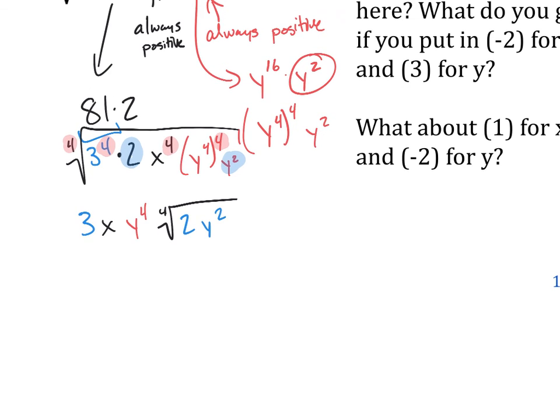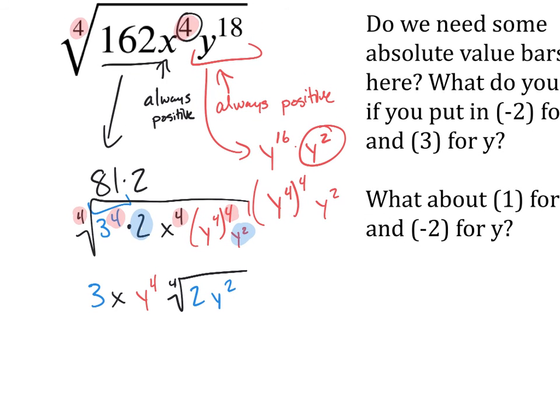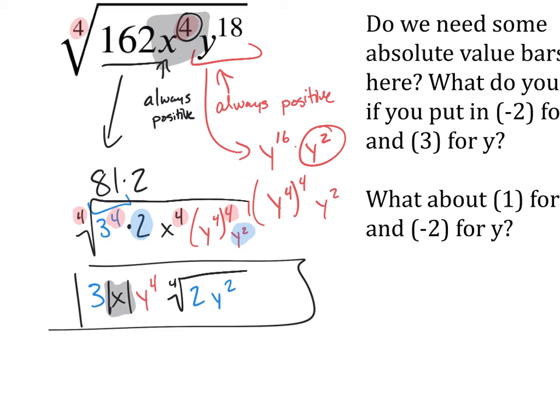Okay, what needs absolute value here? Well, remember at the very beginning I said x to the fourth is always going to be positive, but this x right here is not always positive, because if you put in a negative number right there, you get a negative number out. And so this needs absolute value to undo that. Y to the fourth is always positive, y squared is always positive, everything else is always positive going on. So I don't have to deal with that stuff. This is our final answer.